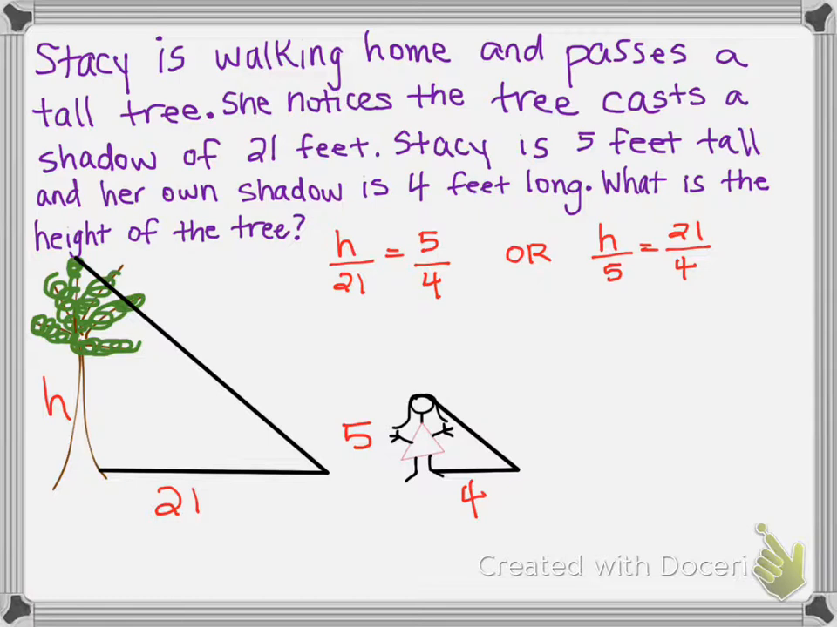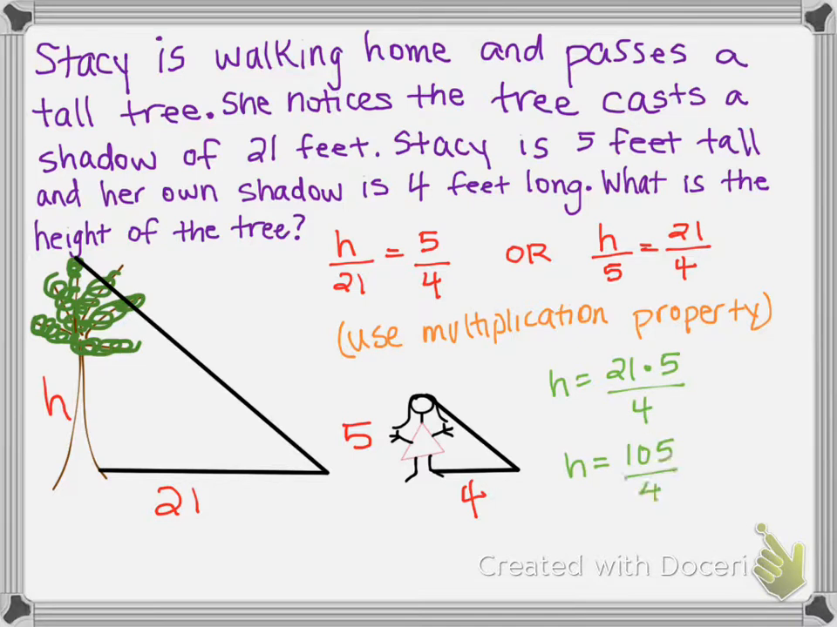Now in this case, what method would we use to solve it? Well, I see that that h in both instances is in the numerator, and there's only one h on one side of the equation. So either way, we would be using the multiplication property. And when we use the multiplication property, you either multiply by 21 or by 5, but ultimately both sides have h equal 21 times 5 over 4, which 21 times 5 is 105 over 4.